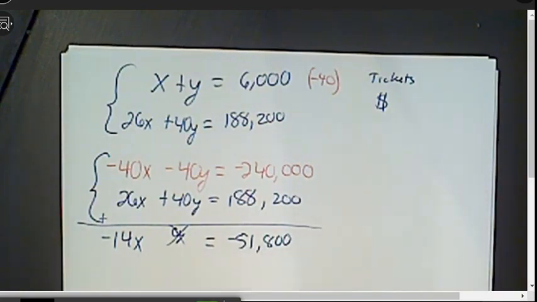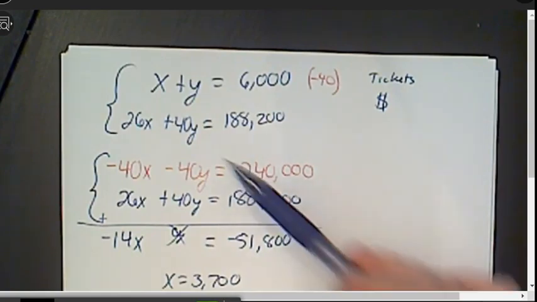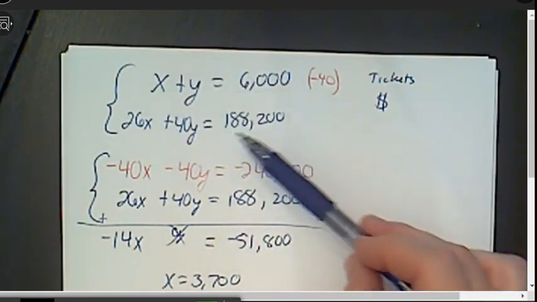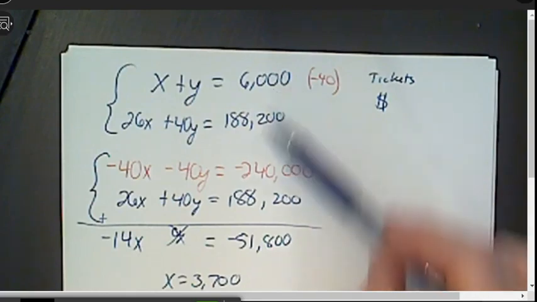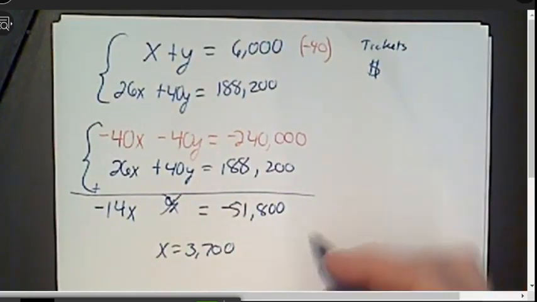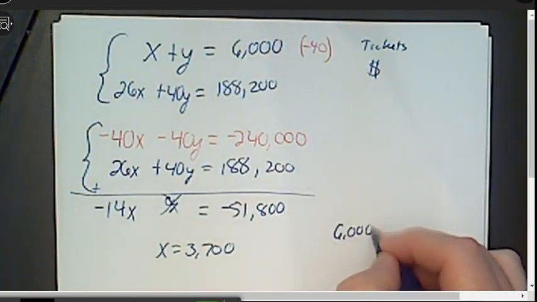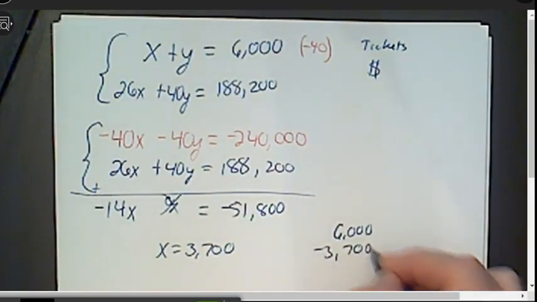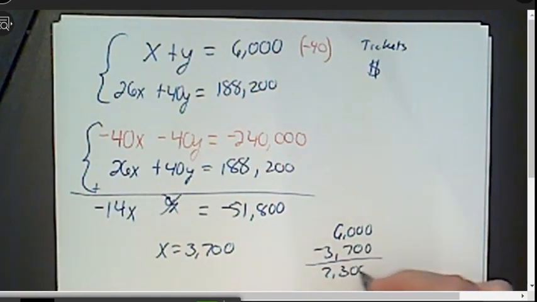Okay, we're going to divide those two numbers, and x comes out to be 3,700. Of the two, this is definitely the easiest one to plug back up here, because there's 6,000 seats total and 3,700 of the X seats. So to get the Y seats, we just need to do 6,000 minus the 3,700. That comes out to 2,300 of the Y seats.